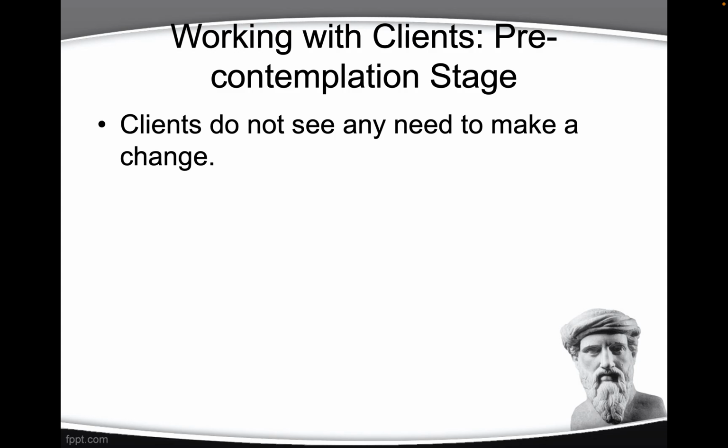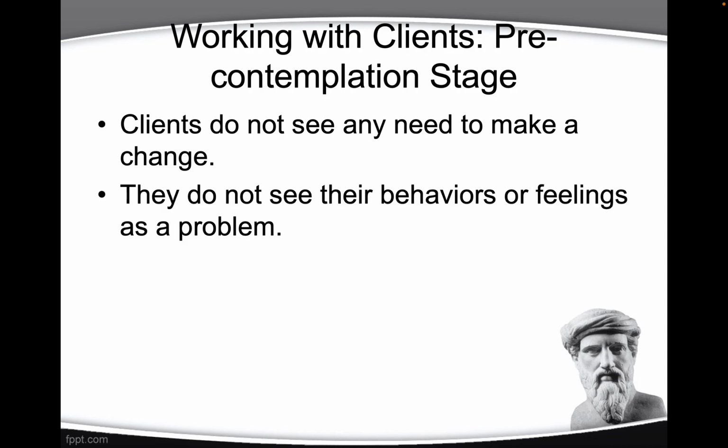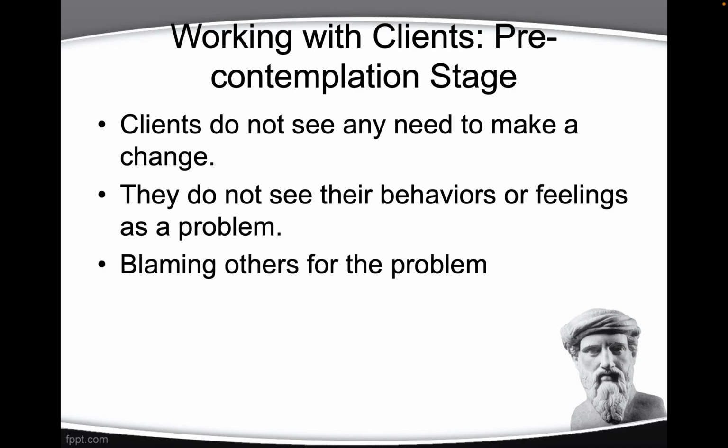Clients do not see any need to make a change. This is the pre-contemplation stage. We talked about this before. They do not see their behaviors or feelings as problems. They blame others for their problems. This is a trigger that you will see over and over and over again. It's always somebody else's problem. And the reality is, yeah, this person may be your trigger, but it's the way you react to that person that is the real problem. If you didn't react this way, there would be no problem.